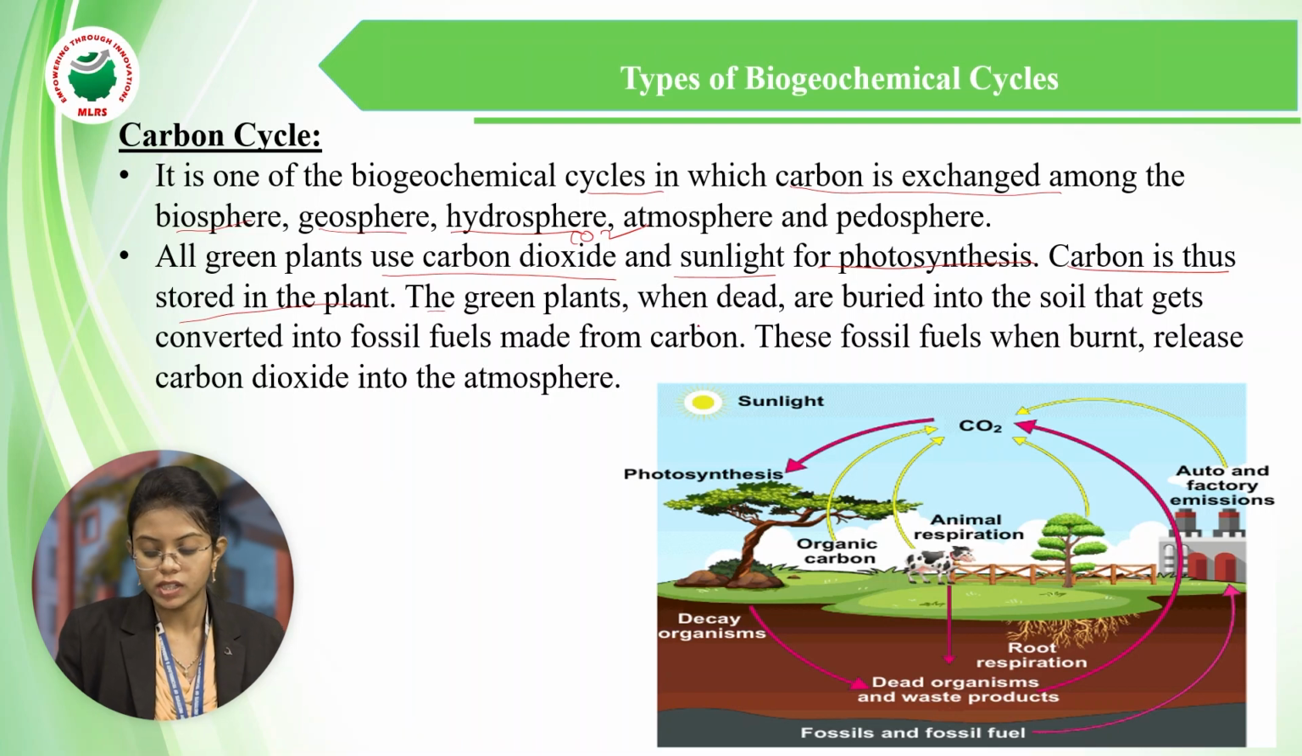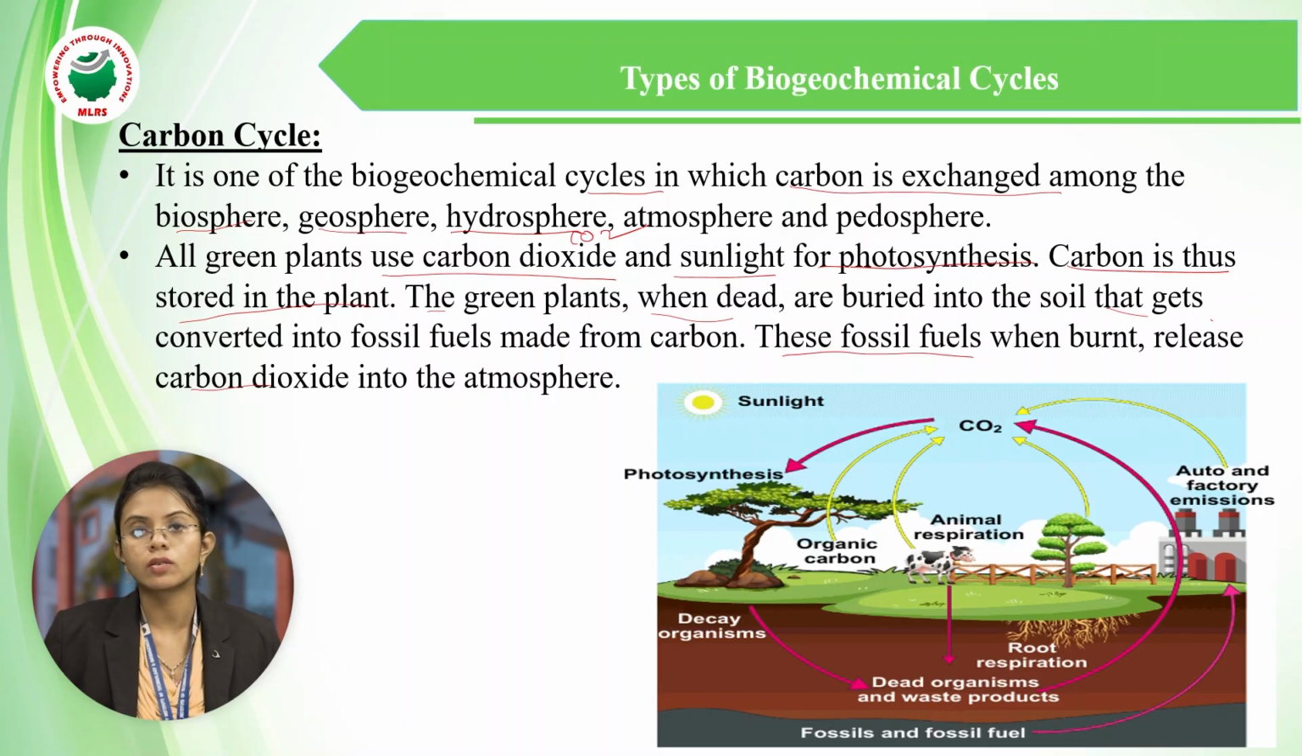The green plants, when dead, are buried in the soil and get converted into fossil fuels years later, made from carbon. And these fossil fuels, when burnt, release carbon dioxide into the atmosphere. We know the plants contain carbon. So when plants die, they are buried in the soil, and years later we get fossil fuels. When we burn the fossil fuels, they release carbon dioxide into the atmosphere.